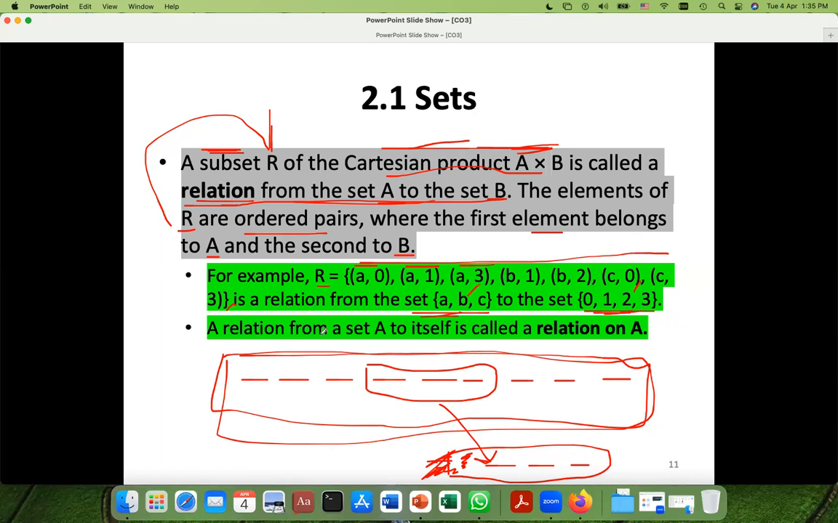And a relation from a set A to itself. Here you have the set A and here you again have the set A. If you are taking the Cartesian product of a set with itself, A cross A, and if you have some subset, if you have some relation, then you can say that it is a relation on A. Relation on A, or relation from the set A to itself, you can also say in this way.